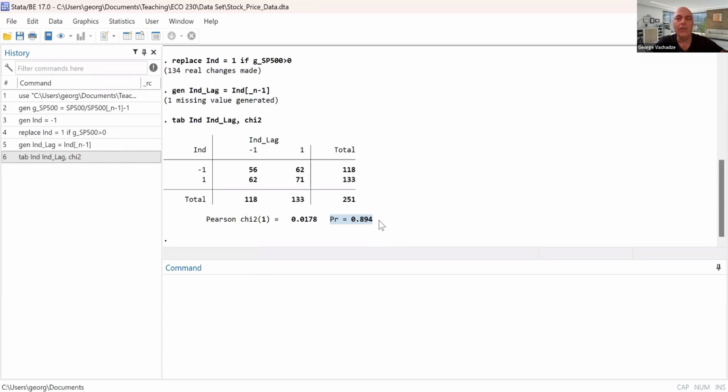So that's why we decide to keep the H0 hypothesis and conclude that there is not enough evidence to conclude that those two return indicators are dependent on each other.